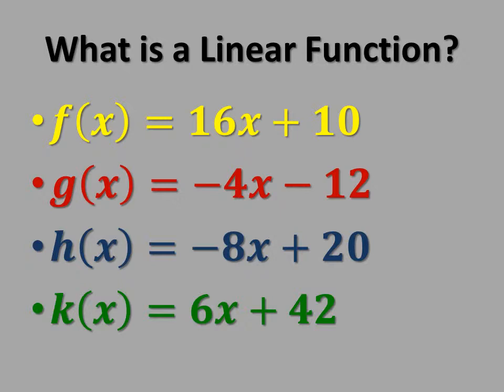Now, why do I have f of x, g of x, h of x, and k of x? Look at them as names. We want to be able to talk about 4 different linear functions. So we give them a name: h of x, k of x, g of x, f of x. That's why we use the funny notation on the left-hand side.